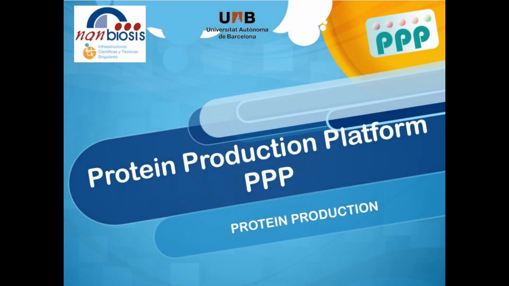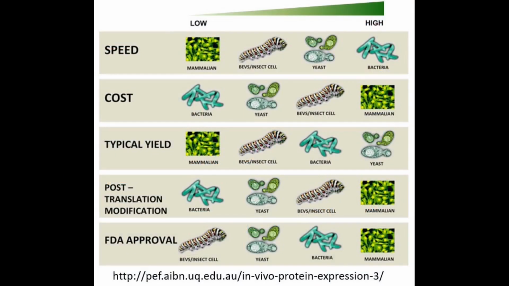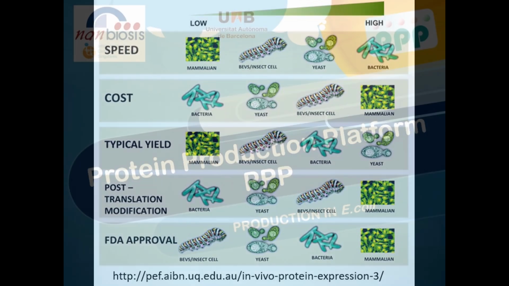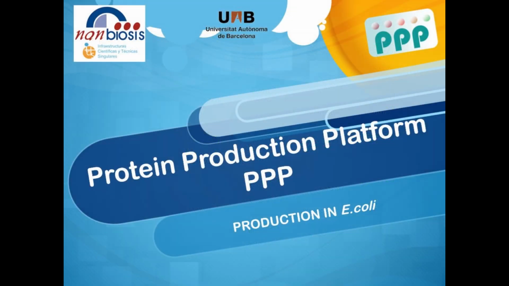Protein production. As has been mentioned before, depending on the characteristics of the protein and available resources, the expression system chosen to produce the recombinant protein is different. As examples, here we're going to show some clues for protein expression in E. coli and mammalian cells.